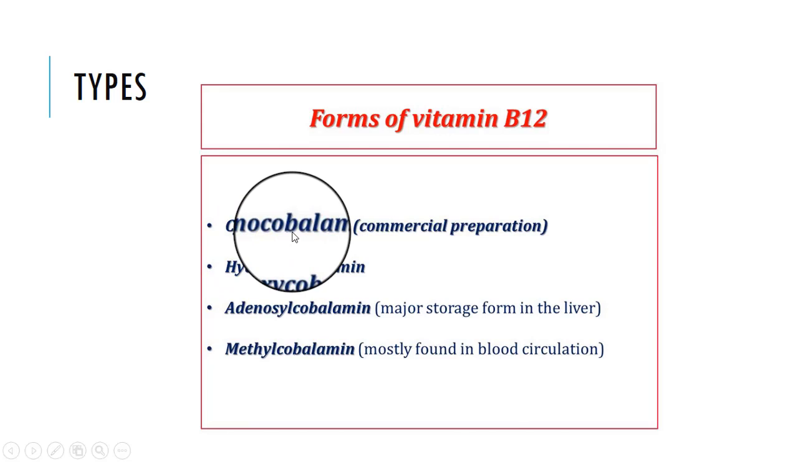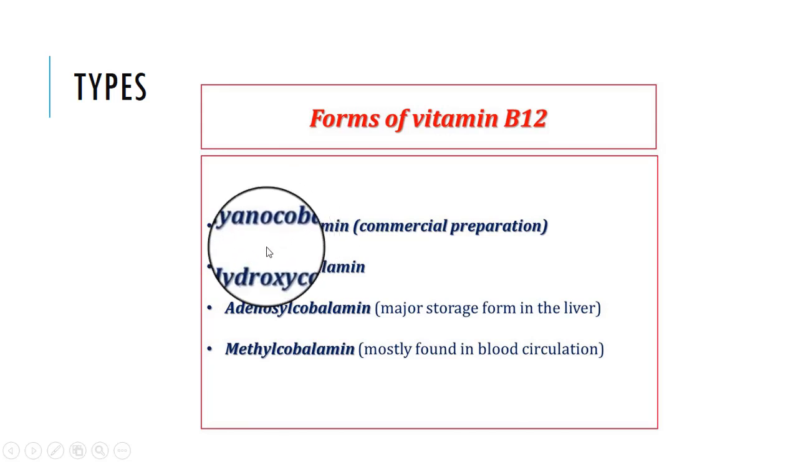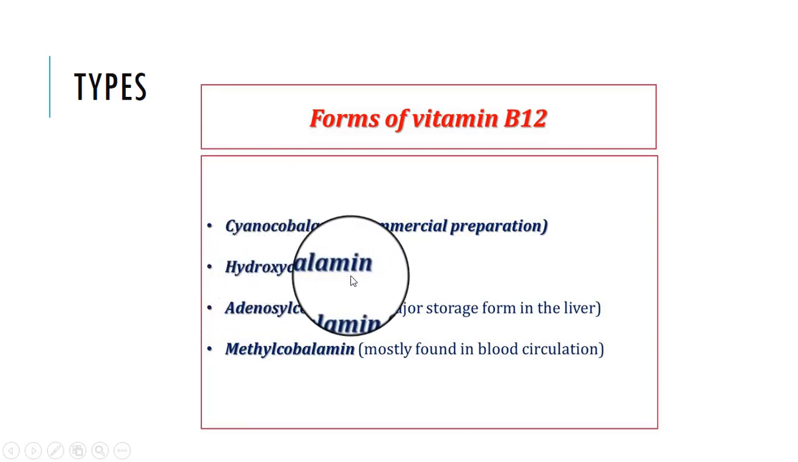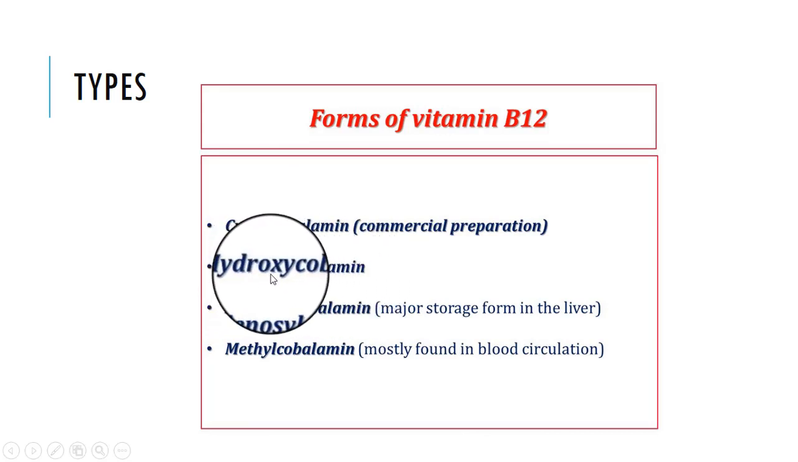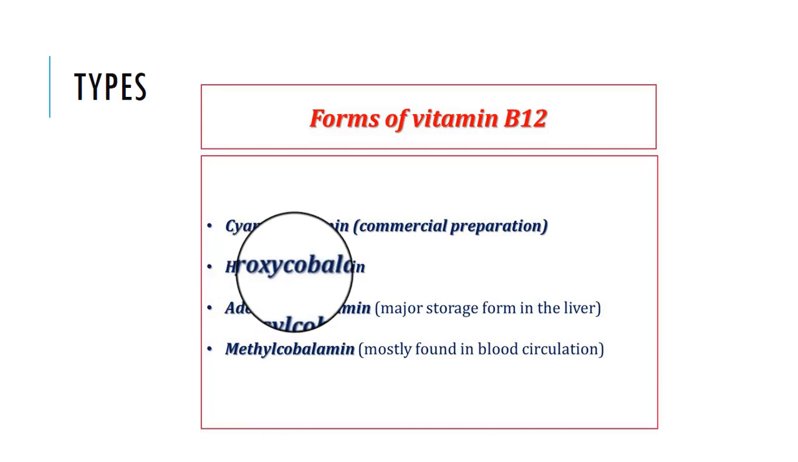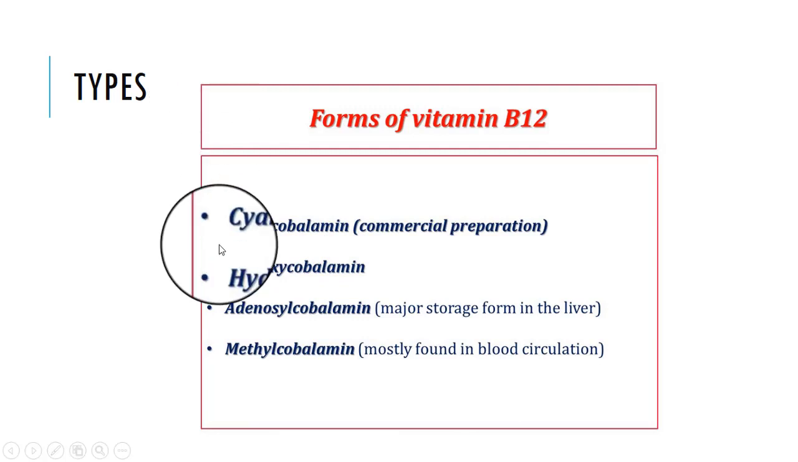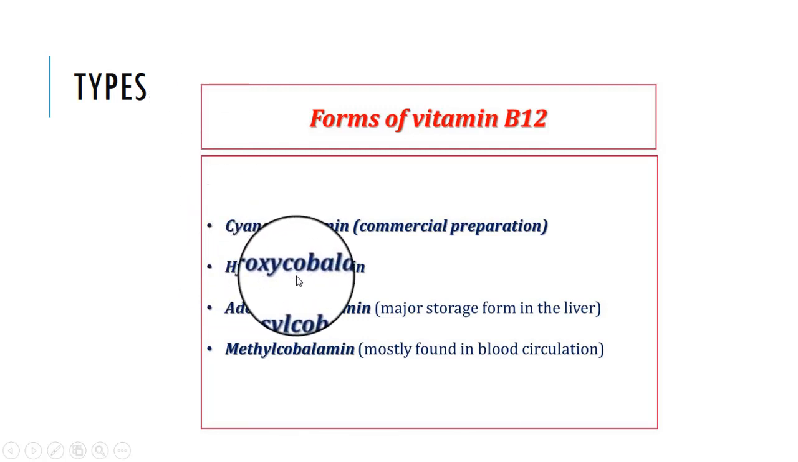Now we will discuss the second type, that is hydroxocobalamin. It is sometimes denoted by B12a. It has a wide affinity for cyanide ion and has been used as an antidote to cyanide poisoning. It is typically supplied in water solution for injections. So this was all about the second type, that is hydroxocobalamin.